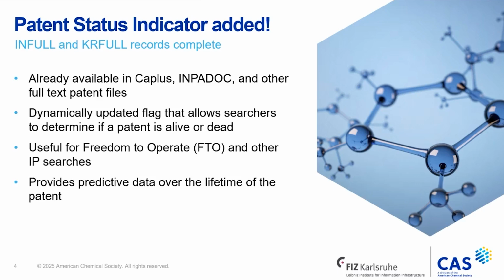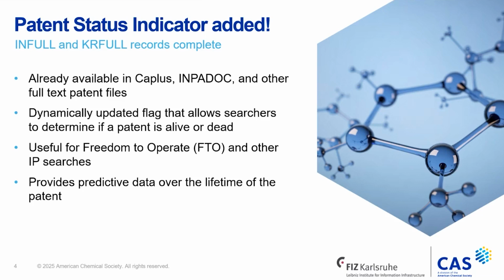It's a dynamically updated field in patent records that allows searchers to determine whether a patent is alive or dead. This is predictive data over the lifetime of the patent, based on various events that can change whether or not a patent is in force. This is useful, of course, for FTO searches and other IP searches, but it also gives us that predictive data at a glance.